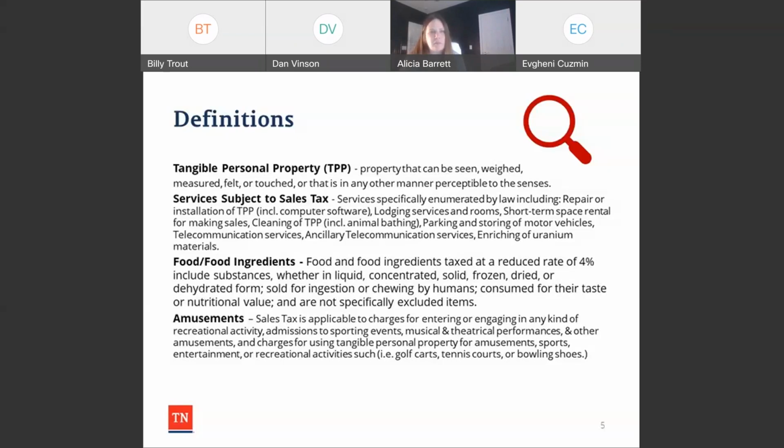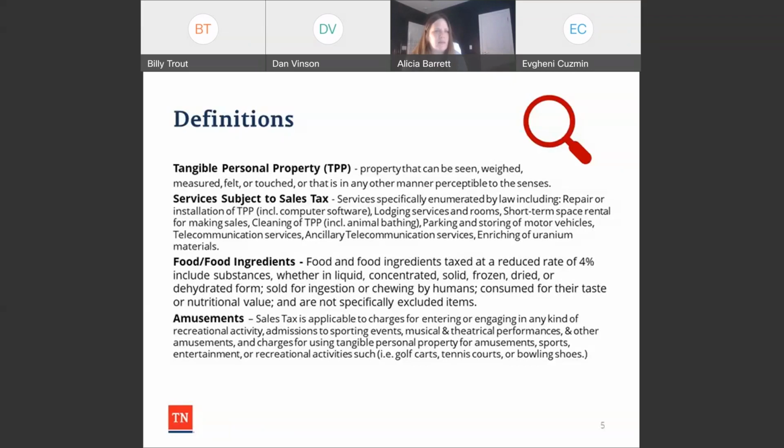So one of those specifically excluded items is actually prepared food. So prepared food are going to be like for what the restaurants are going to be serving. The food and food ingredients, those are going to be things that you're going to commonly pick up in the market, grocery stores, and what have you.